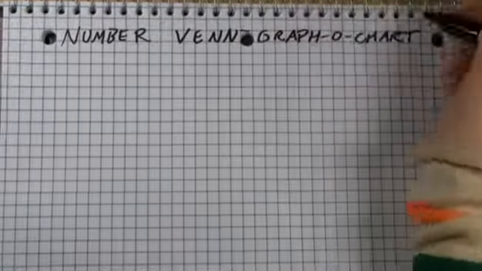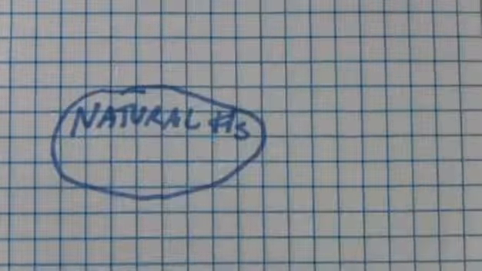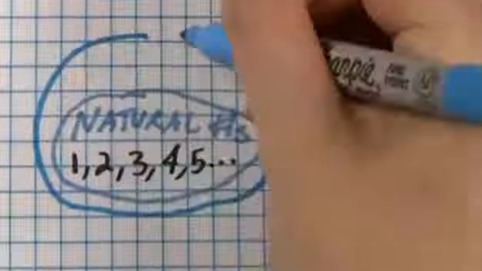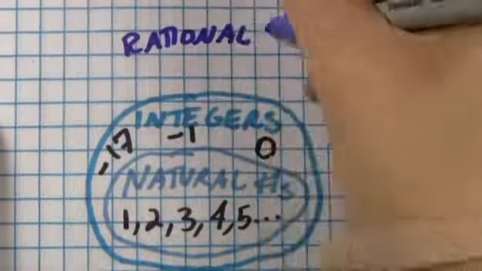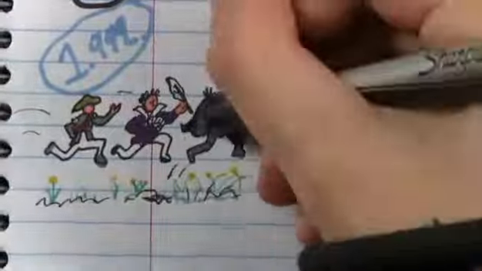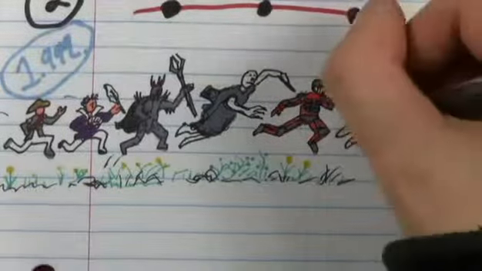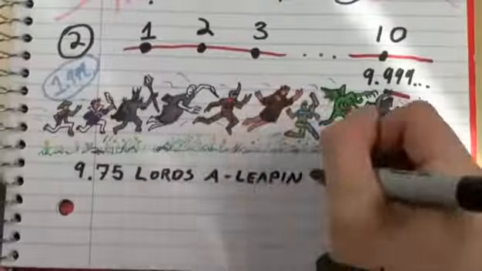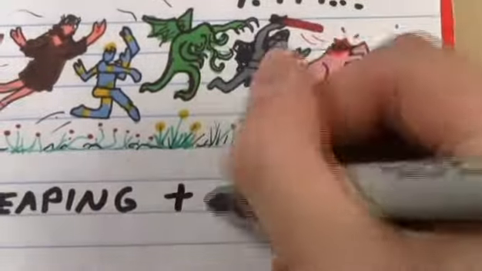See, it's weird because when we think of the number 1 or 2, in most contexts, we mean it as a natural number, like 1, 2, 3, 4, 5, in the sense that the next number after 1 is 2. 9.9 repeating may equal 10, but you wouldn't say you have 9.9 repeating lords a-leaping in the same way you wouldn't say you have 9.75 lords a-leaping plus a quarter lord a-leaping. Lords, leaping or otherwise, come in natural numbers.